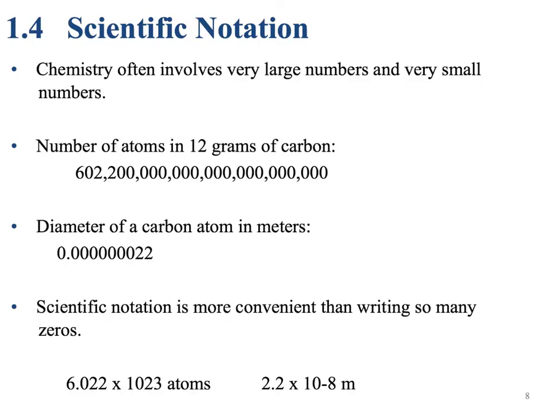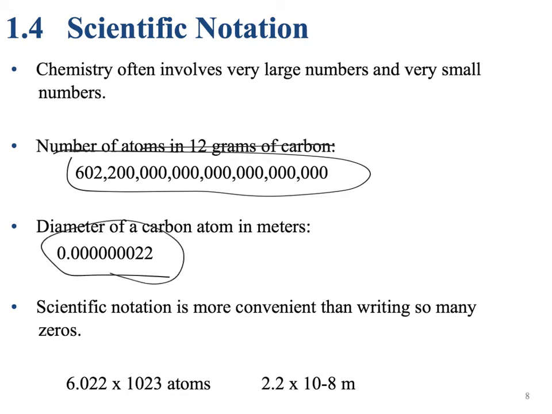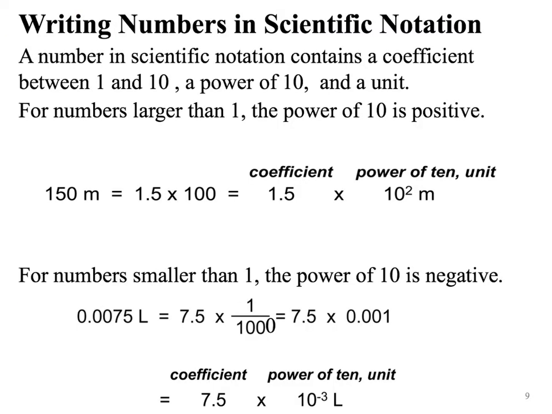In science, we use what is called the scientific notation. Chemistry involves very large numbers. For example, the number of atoms in 12 grams of carbon. Look at this number. It's very, very large. If we look at the diameter of carbon in meters, look at this. It's very, very tiny. So what we do, we use what is called scientific notation because it's a more convenient way than writing all these zeros.